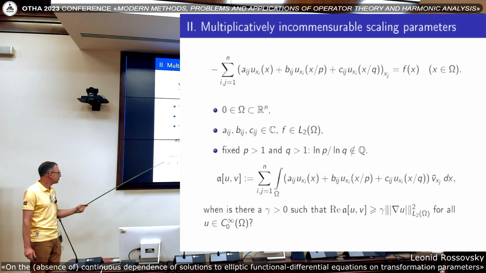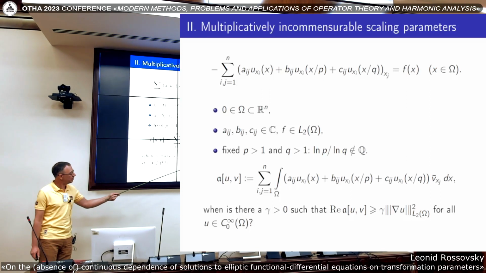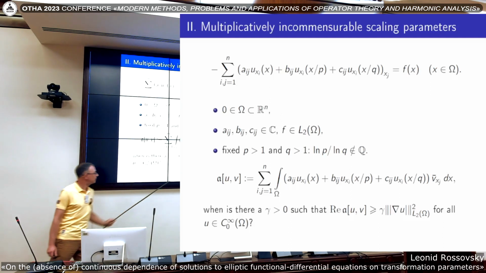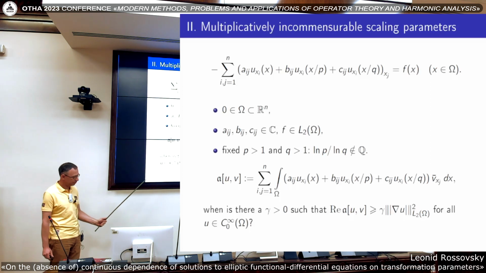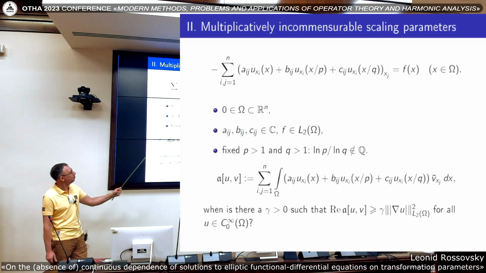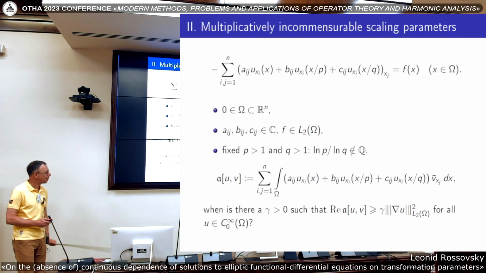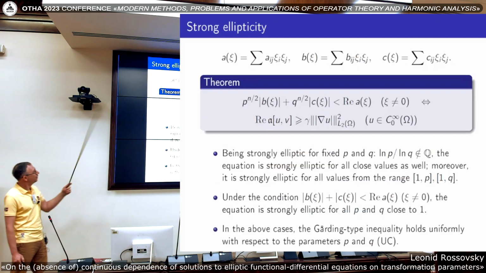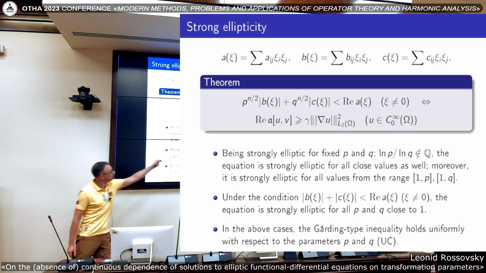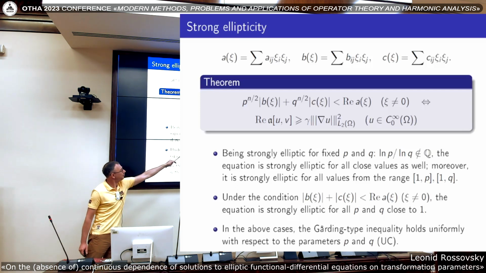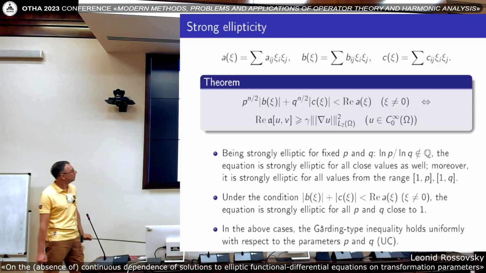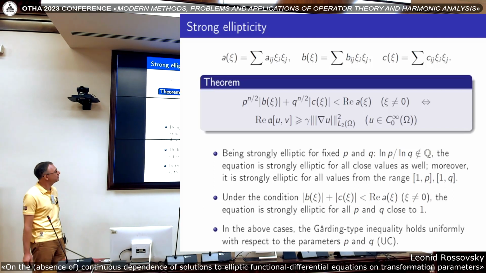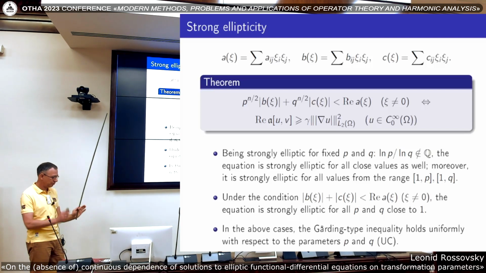And we are interested when is there a positive gamma such that this inequality holds for all u, smooth compactly supported functions. And for this fixed P and Q, two parameters fixed, this theorem gives the answer. So this inequality gives us the necessary and sufficient conditions for, we can say, strong ellipticity in the case where P and Q are fixed parameters.